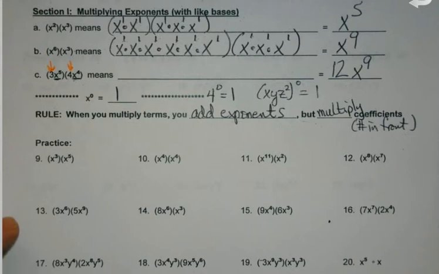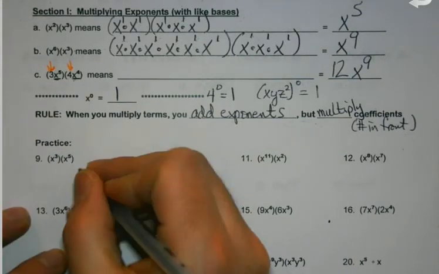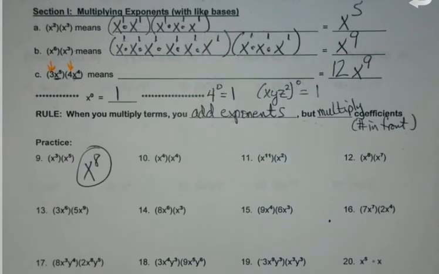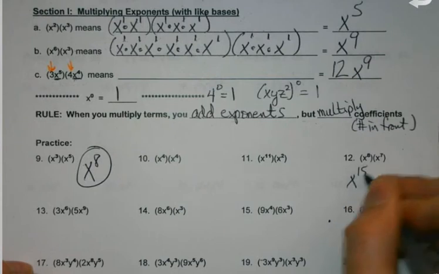If we're doing number 9, just add your exponents. So it'd be x to the 8th. I'm done. What if I was doing 12? X to the 15th. I'm just adding up 8 and 7.